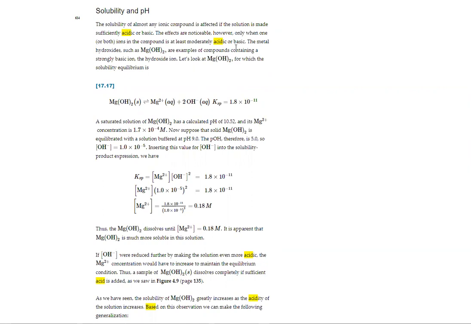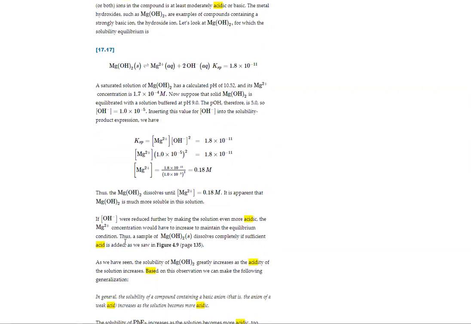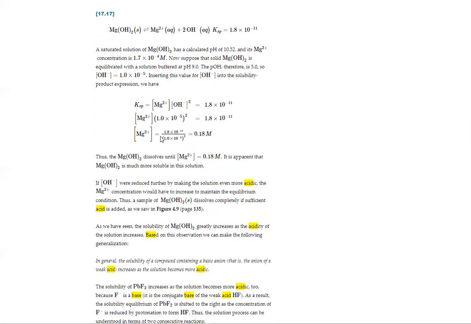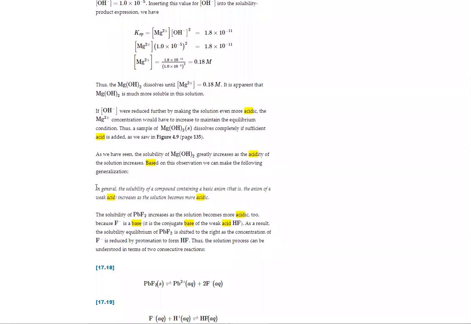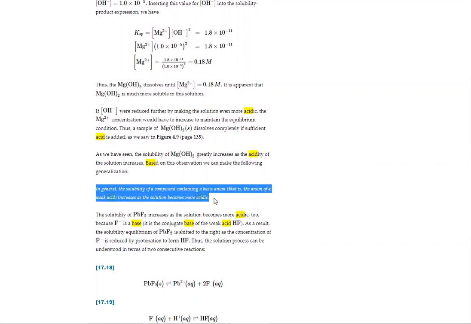Solubility and pH. Talking about the metal hydroxides, KSP, saturated solution. If solid is in equilibrium, pH. In general, the solubility of a compound containing a basic anion, that is the anion of a weak acid, increases as the solution becomes more acidic.